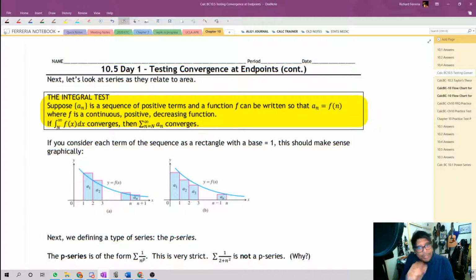Okay. And you can see that over here, we're taking the general term an, and we're turning it into a function of n, and then we're going to integrate f of x from n to infinity. N is just any number, whatever is convenient, as long as you go to infinity. It doesn't matter where you start. And the idea is, if the infinite integral, which we studied a lot in chapter 9, the improper integral, converges, then the series is going to converge as well.